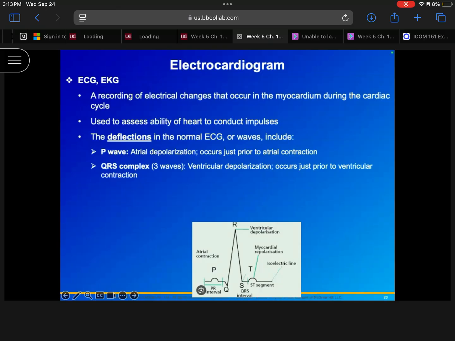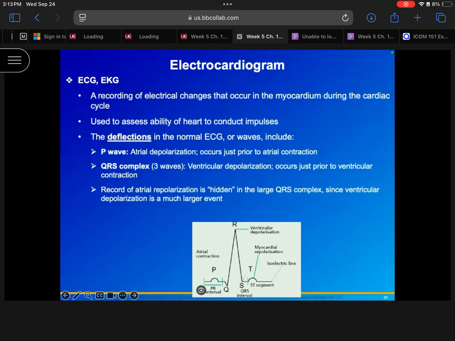Then we have the QRS complex, which is a complex, so we have multiple waves. You're going to have three waves involved: Q, R, and S. This is going to occur during ventricular depolarization. So same thing, we depolarize, the action potential rises so that we can have contraction. So right prior to ventricular contraction. Wait a second, we never repolarize the atria. Why not? Any guesses prior to reading?